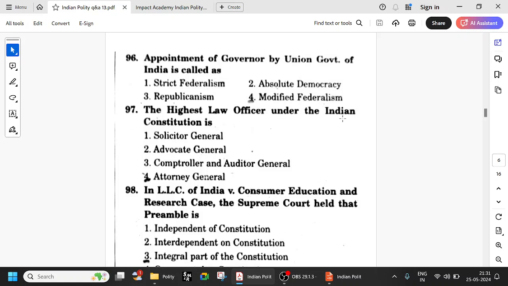So the highest law officer under the Indian Constitution is the Attorney General. Okay, not advocate or CAG. CAG is not a law officer also. So the Solicitor General is also subordinate to this. Attorney General is the highest. Okay. So you have Attorney General at the union level, Advocate General at the state level. We have seen all that.